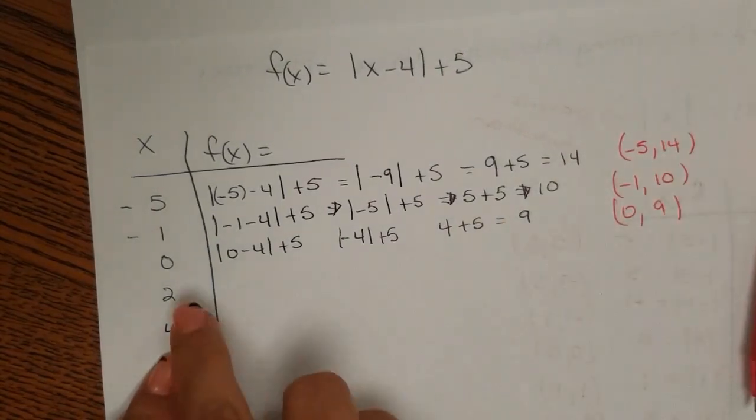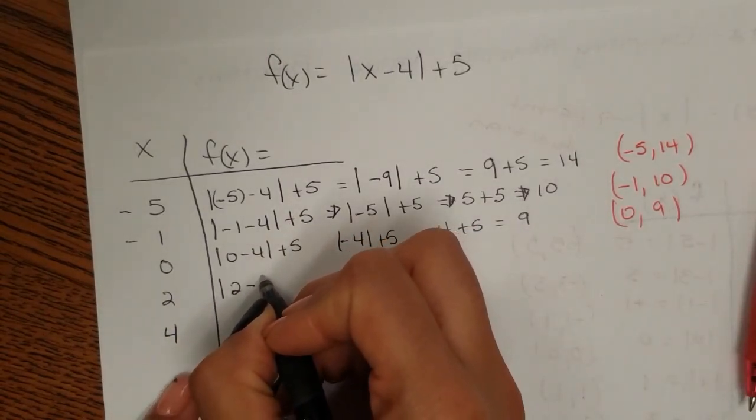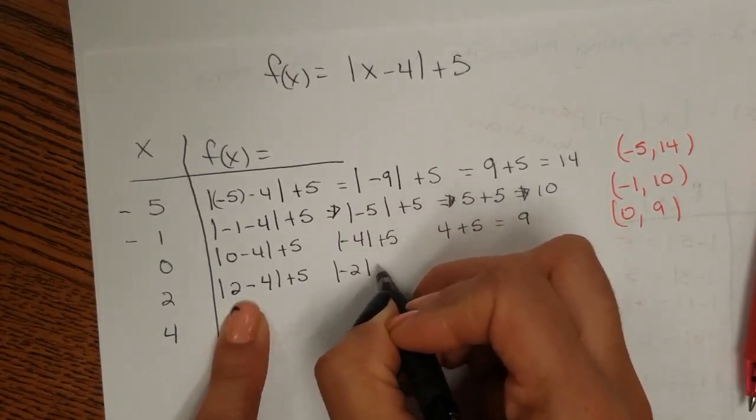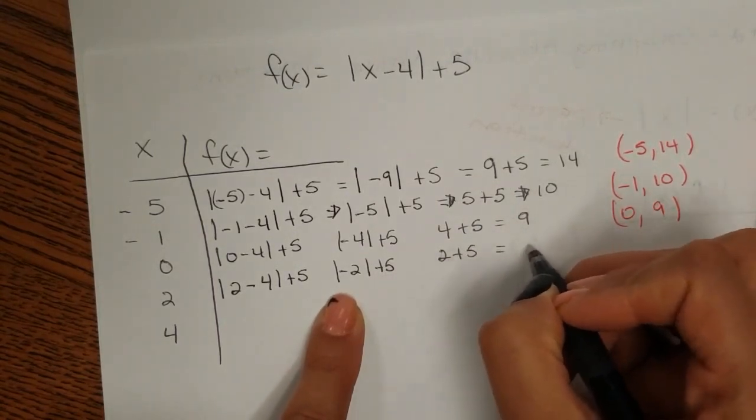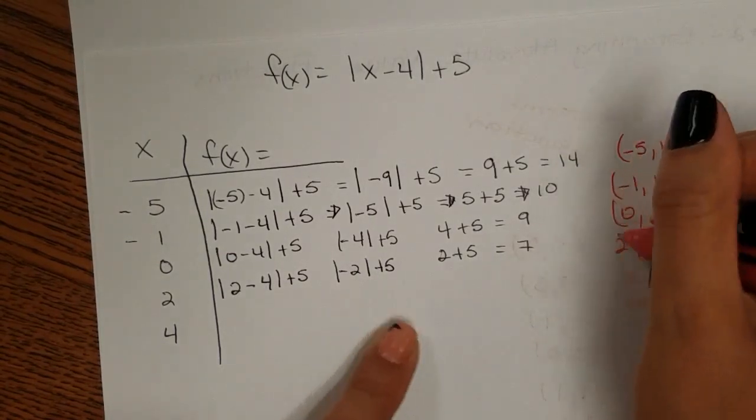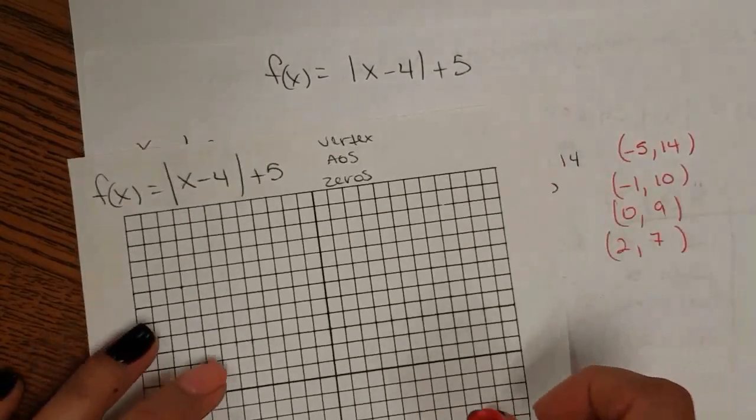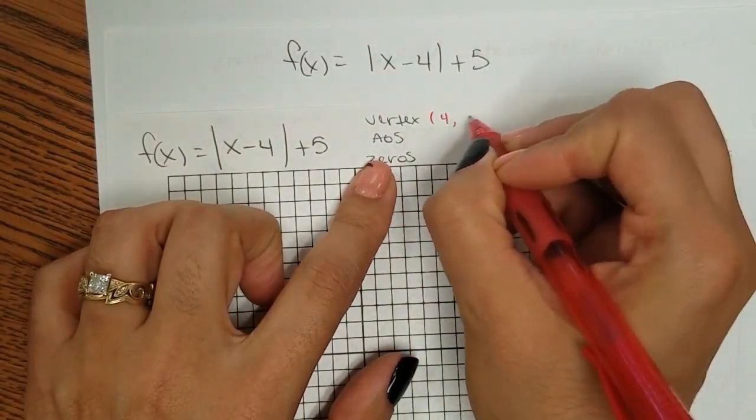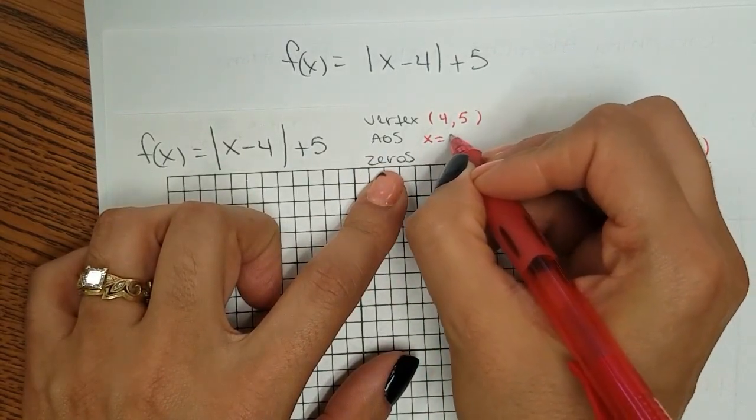I'm only going to do one more. Let's do 2. So we have the absolute value of 2 minus 4 plus 5. 2 minus 4 is -2. The absolute value of -2 is +2, plus 5 is equal to 7. So then we have the point (2, 7). So if we wanted to plot that, when we start graphing, we have our points. We know our vertex is the point (4, 5). We know our axis of symmetry is the line x equals 4.